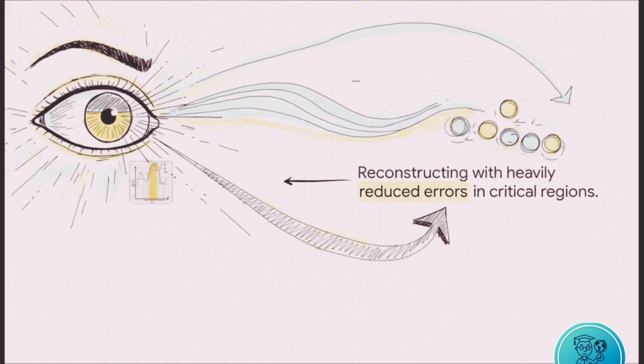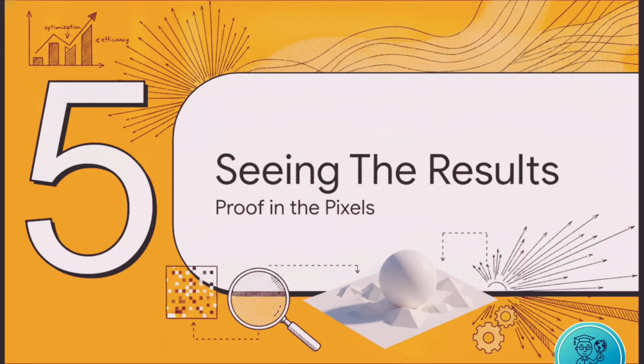And the ultimate payoff of all this math is amazing. Because we aimed our computational samples squarely at the active zones, we're able to reconstruct the lighting function with heavily reduced errors exactly where it matters most. It is a hyper-focused approach that rebuilds the lighting information perfectly for the player's eyes, while comfortably and safely ignoring the static, boring areas that just don't need updates. Time for part 5, seeing the results, proof in the pixels.